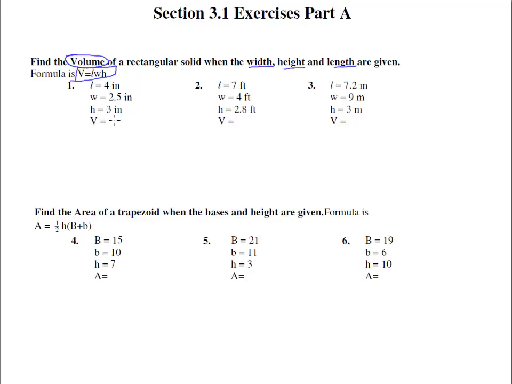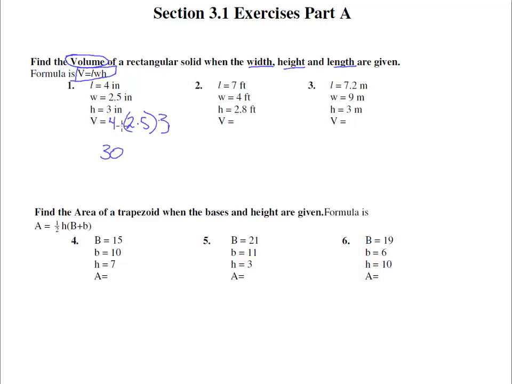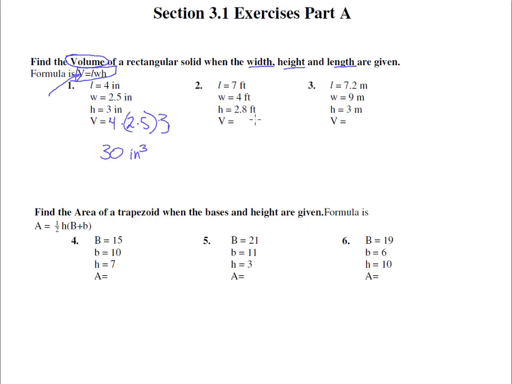Volume is going to equal the length times the width times the height. Let's put that in parentheses. Good. So we have 4 times 2.5. We can use our calculator. 4 times 2.5 equals, and times by 3. And we get 30. Now notice we had inches times inches times inches, so this will be inches to the third power, or inches cubed, and that's correct for a volume. Let's double check our answer. Yes, 30 inches cubed. Next one, number 2.